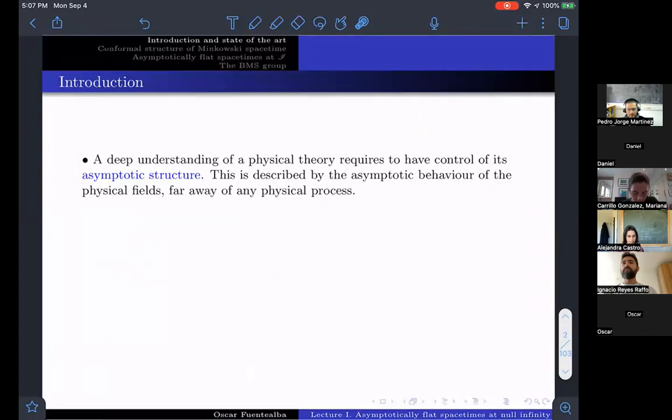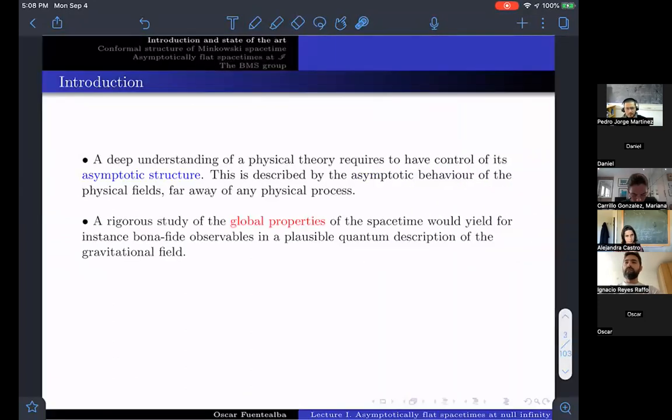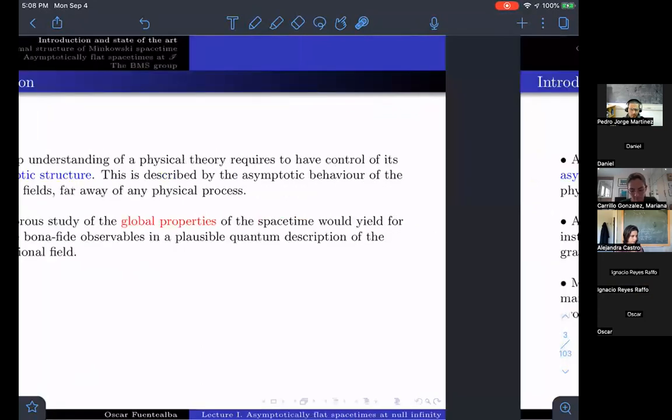This is described by the asymptotic behavior of the physical fields, and this region is far away from any physical process. But we know that a thorough study of the global properties of the spacetime, for instance, would yield bona fide observables in a plausible quantum description of the gravitational field.